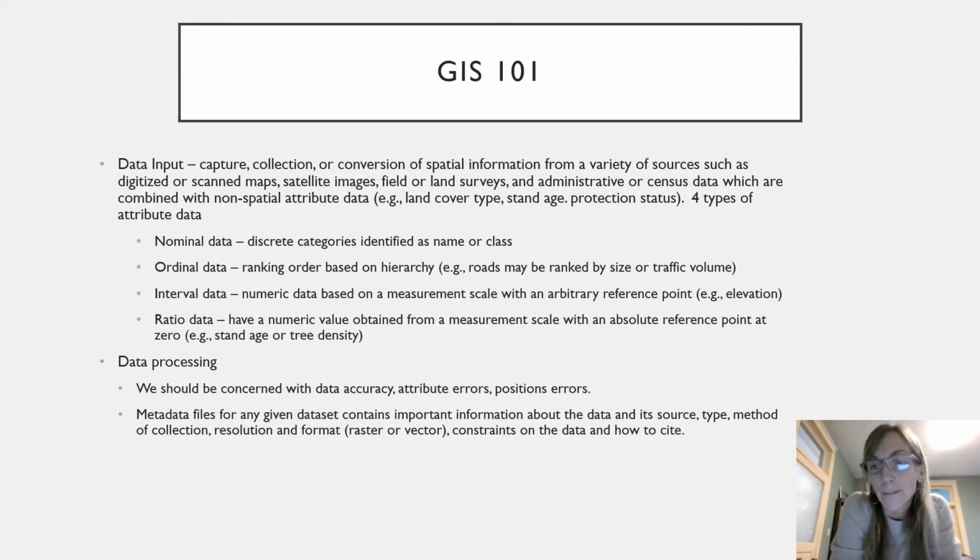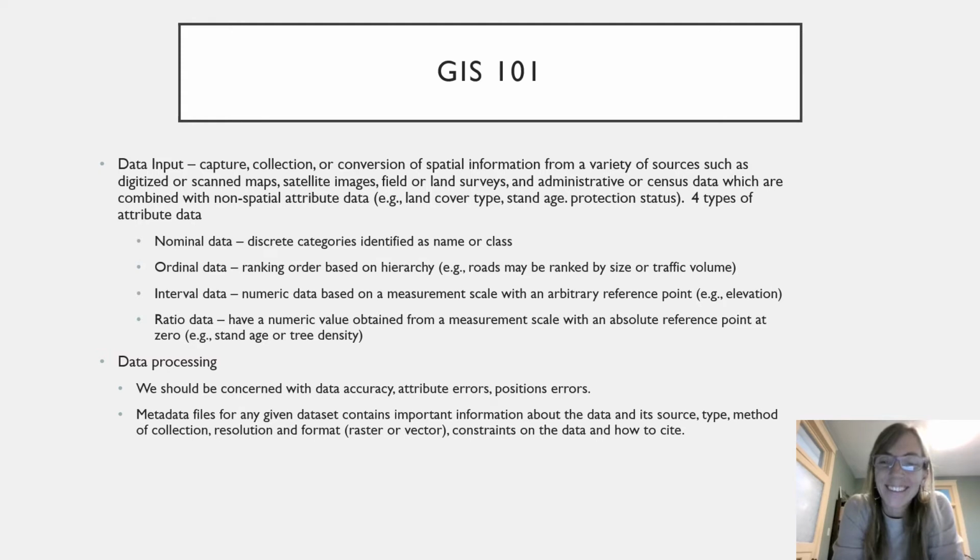or scanned maps, it might be satellite images, field or land surveys, administrative or census data, which are combined with non-spatial attributes that tell us something about that data. So there are really 4 types of attribute data that we might see that gets captured in tables or fields associated with our spatial data.